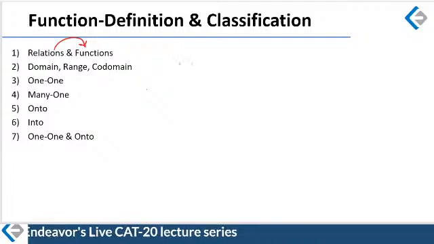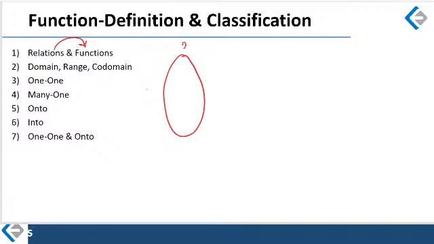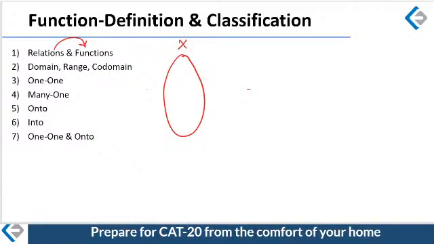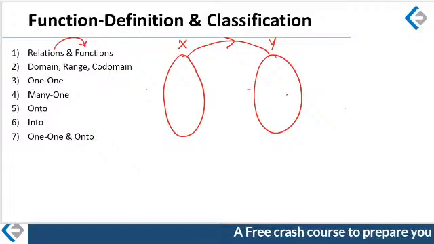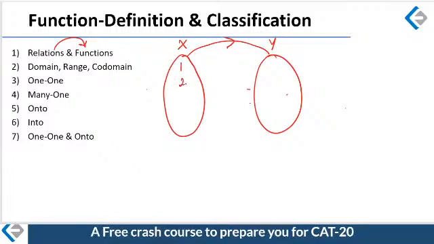A relation is something like this: say I have a set x, let us call it a set x, and I have a set y. Some of the school books might have talked about sets A and B as well, whichever way they spoke, it doesn't matter. There is a relationship, or a link, between x and y. Assume that these are the elements here, 1, 2, 3, 4, and here I have a, b, c, d. Now this is the set.